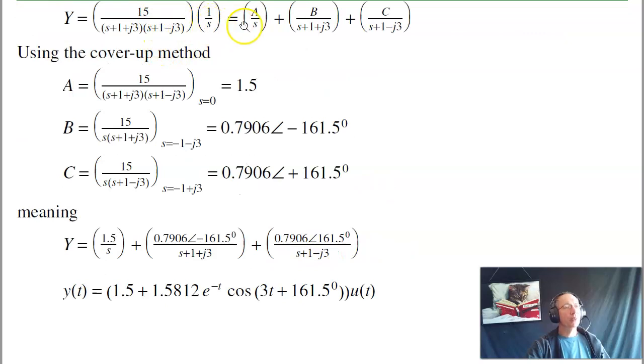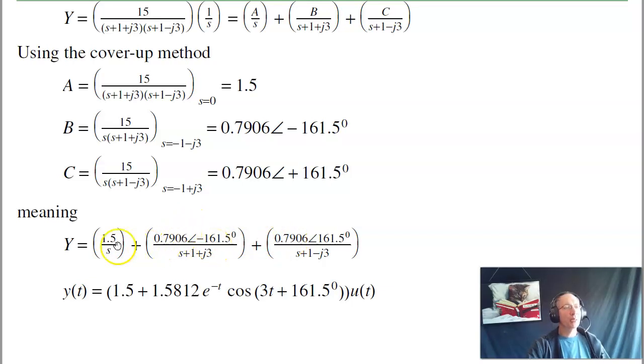The way you do it, the constant term, a, is cover up the s term, plug in s equals 0, and you get a number. Define b, cover up the s plus 1 plus j3, evaluate at s equals minus 1 minus j3, and you get a complex number. C will just be the complex conjugate of b, or you can calculate it. So the partial fraction expansion is 3 terms. 2 of them are complex. If you don't mind complex numbers, that's not a big deal.